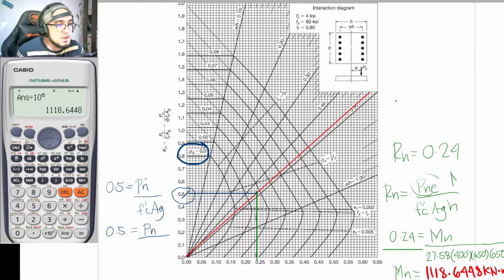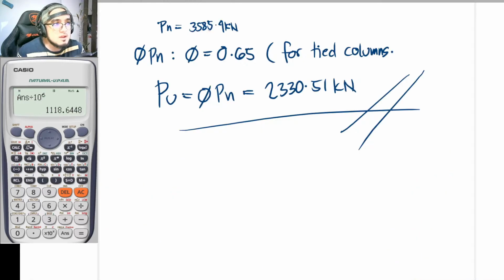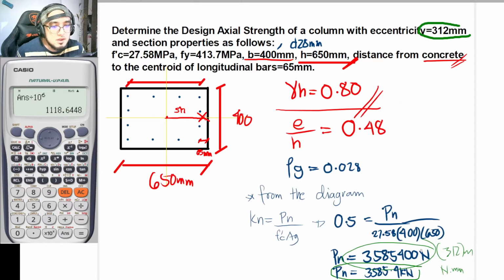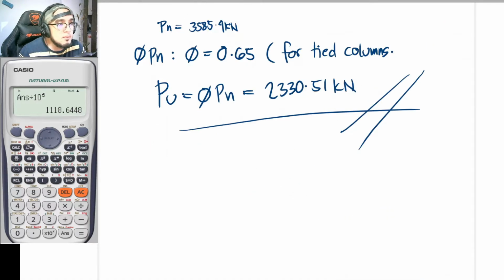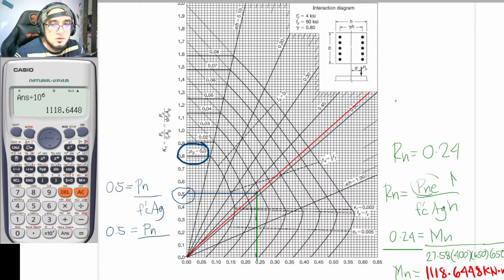Another way is by multiplying your Pn by E. Itong Pn natin na yan, nasolve na natin yan before, and that is now equal to 3,585,400 newtons. Kung ayaw nyo maniwala, pwede nyo namang i-resolve dito. So, sige, resolve natin yan. 0.5 times what is our f prime c, that is now equal to 27.58, times Ag, and ang Ag natin is 400 times 650. So 3,585,400. So yan yung Pn.